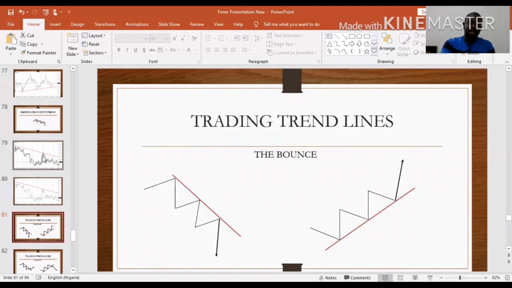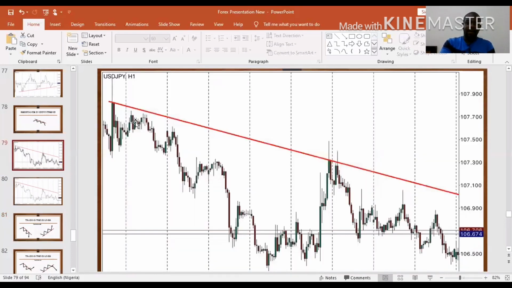Now, in these slides I made, this is a perfect example of a bounce. The US dollar against JPY came and touched the trend line, and what happened? It bounced off. And at this second point where it came to test it, at the site of this second rejection, you could have easily gotten a sell. Boom.